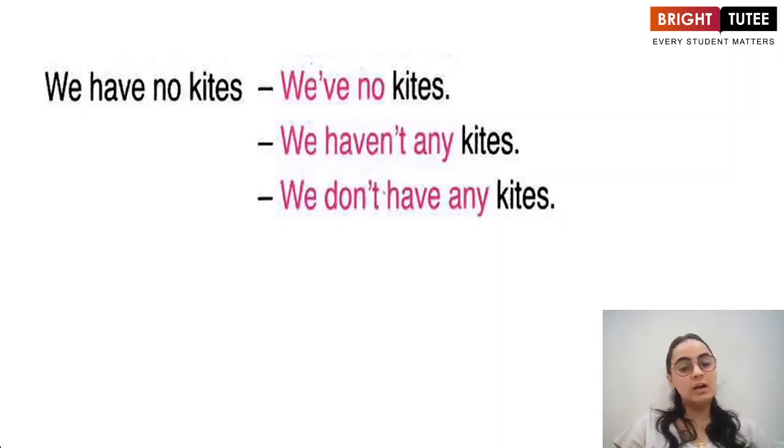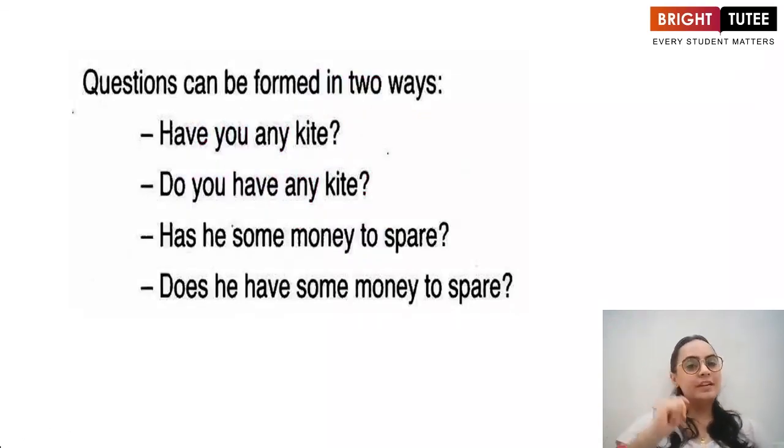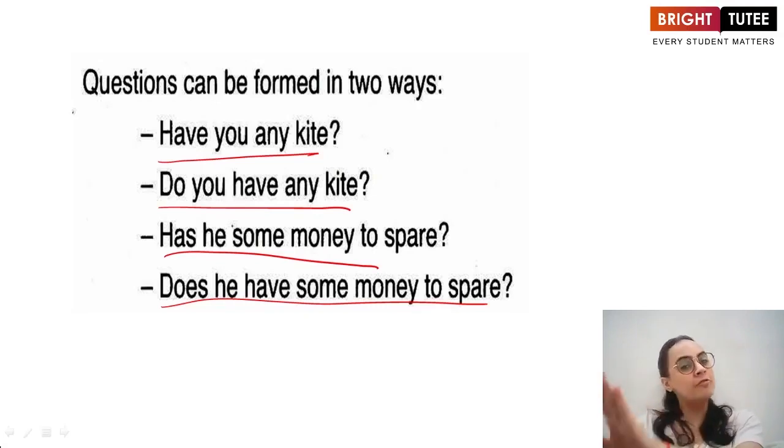Similarly, we have no kites changes to we've no kites, or we haven't any kites, or we don't have any kites. Alright? When we talk about framing a question, have you any kite? Do you have any kite? Or has he some money to spare? Or does he have some money to spare? So these are the two ways in which I can frame a question using the present form of have.